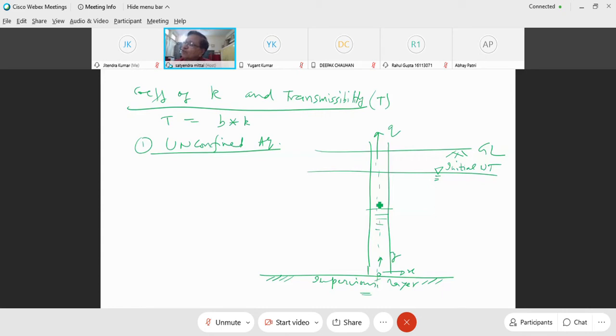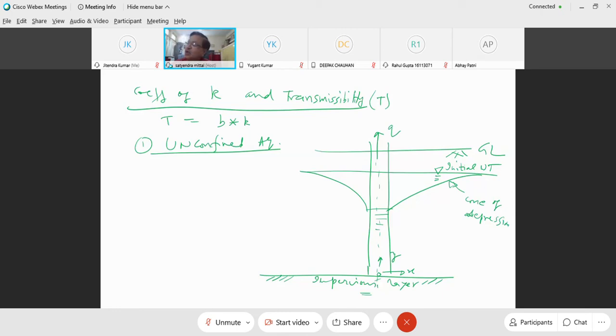So just try to visualize you are pumping out water from this well. There will be a sort of cone of depression. A cone of depression will be formed. Means the water trajectory or water profile shall be like this, which I have drawn through these lines. It is called the cone of depression.